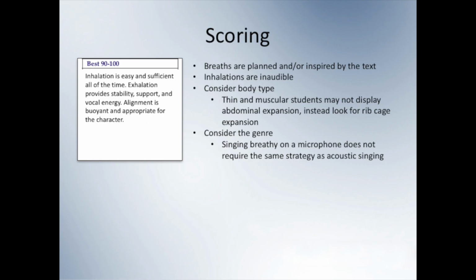Now let's talk about adjudicating breathing and alignment using the NATS musical theater rubric. If a student is to be awarded a score of best, inhalation should be easy and sufficient all of the time. Exhalation should provide stability, support, and vocal energy. Alignment should be buoyant and appropriate for the character.